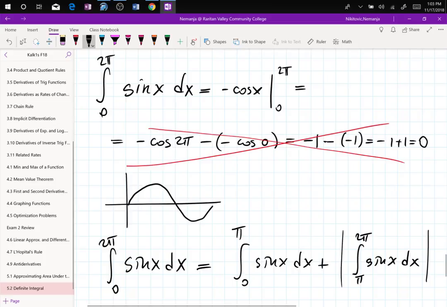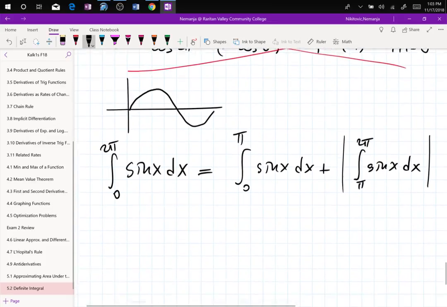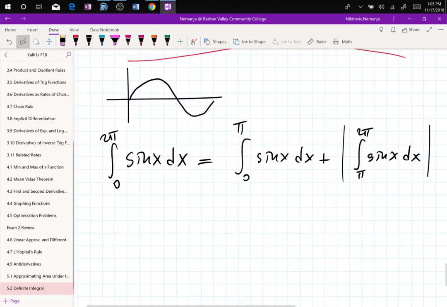So now, when we compute this, lab 5 has this stuff on it, so you can practice this area going under the curve and making it negative and making sure. So now I have negative cosine x computed from 0 to pi plus absolute value of negative cosine x computed from pi to 2 pi.